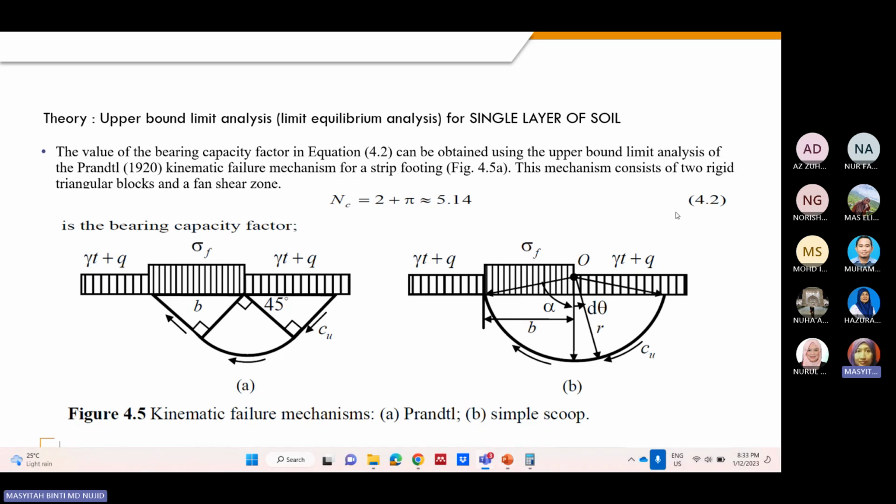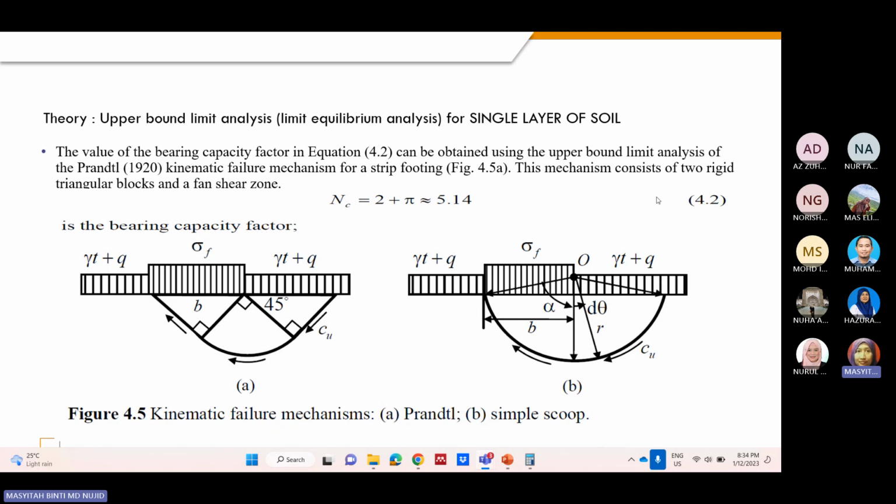Okay, now we go to the failure mechanism. So as I told you just now, untuk failure mechanism ni kita ada dua jenis, satu Prandtl dan satu lagi simple scoop. So kalau the first figure as based on the Prandtl theory, so the failure shape, this is what we can have, the triangle below the footing, and then the fan shapes at the right sides of the footing around 45 degree, and this is the undrained cohesion CU, and this something showing to you the failure mechanism according to this formula.